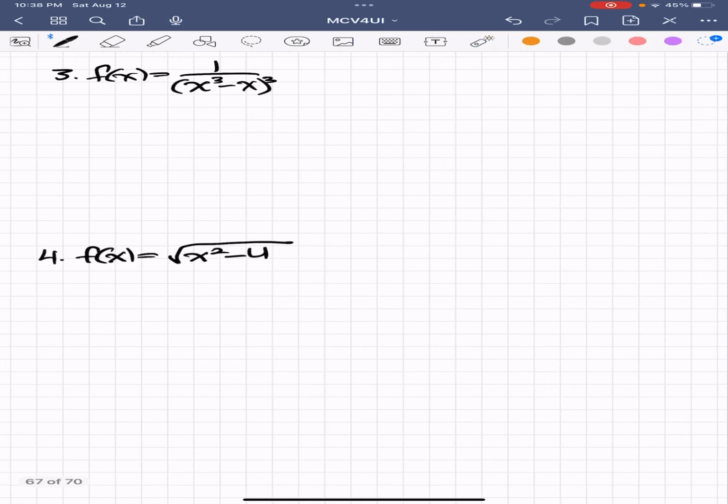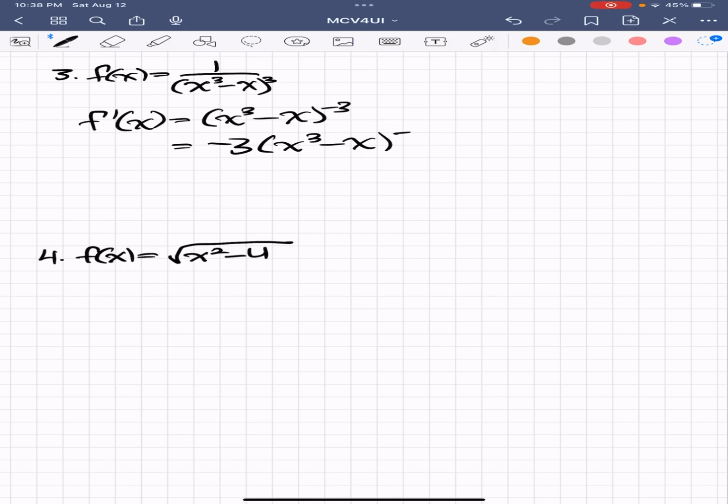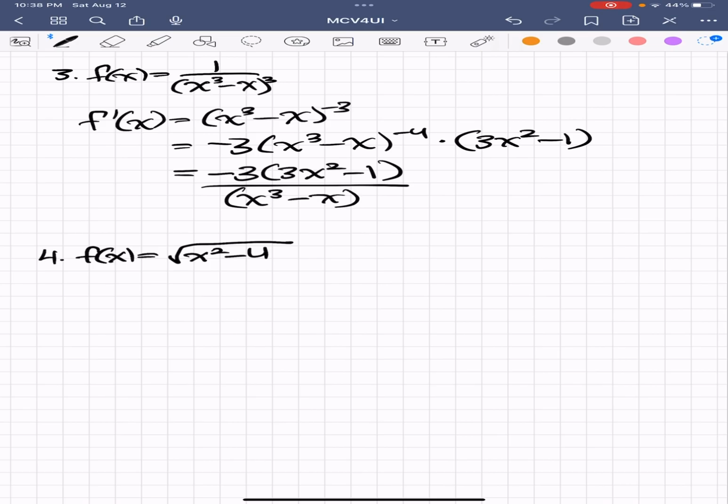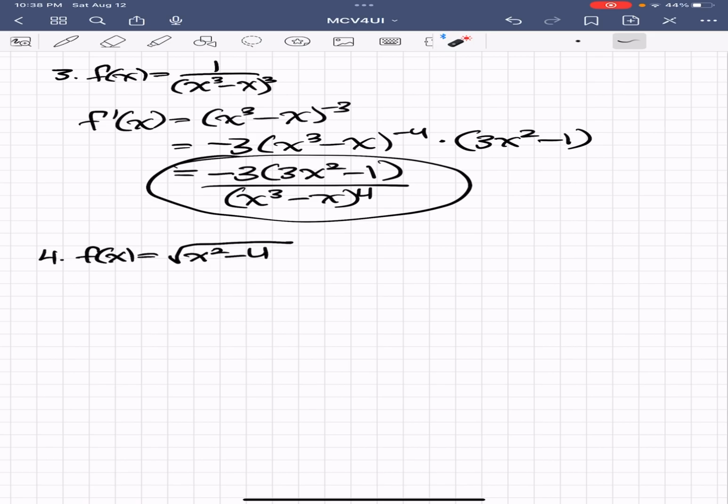Moving on. So I brought this expression up, and it became a negative exponent using our negative exponent law in exponentials. And I brought negative 3 down to become a coefficient. I subtracted 1.